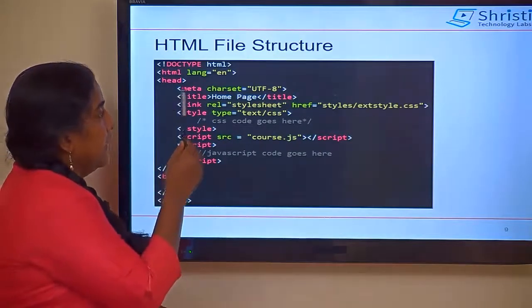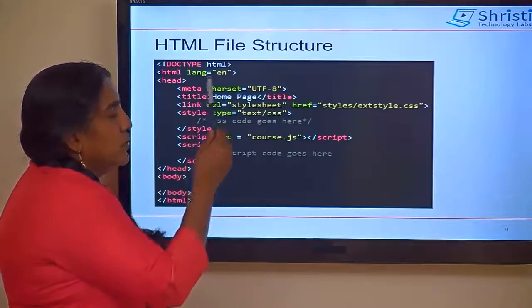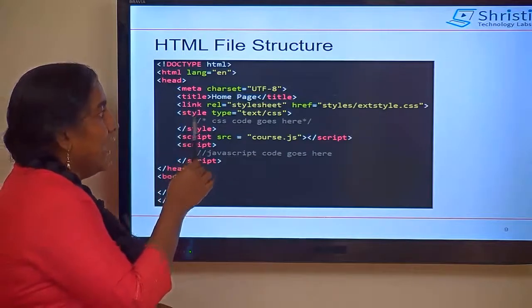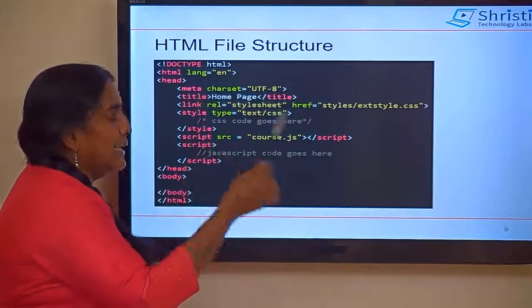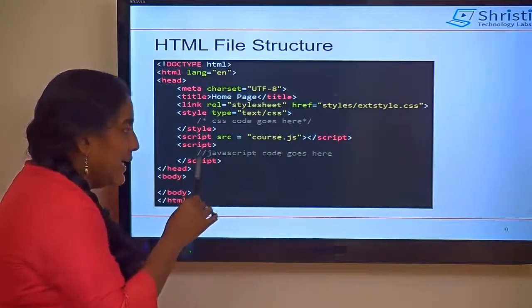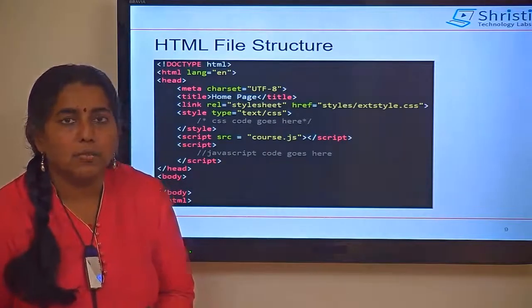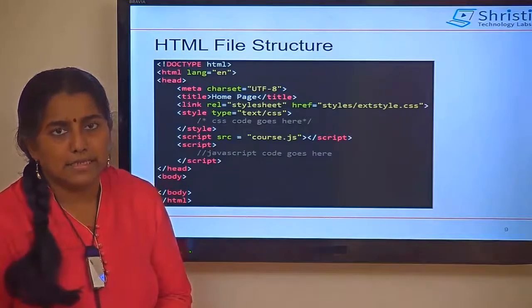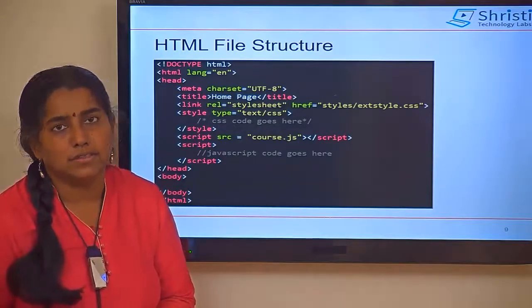Inside head, I have got meta, title to give a title for the web page, link to link an external style sheet to the current page, style to add styling to the current page here itself, and script to add an external script file and to add JavaScript here itself in the same page. So, this is all about the introduction to HTML. To work with HTML, we need a text editor. In the next session, let us learn how to download and install a text editor to work with HTML.